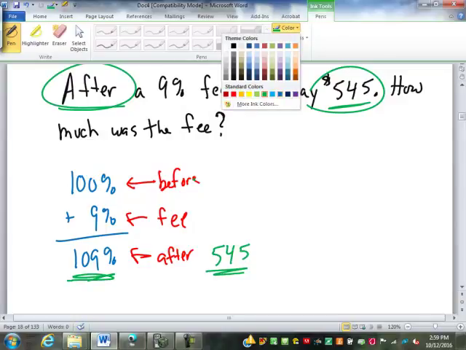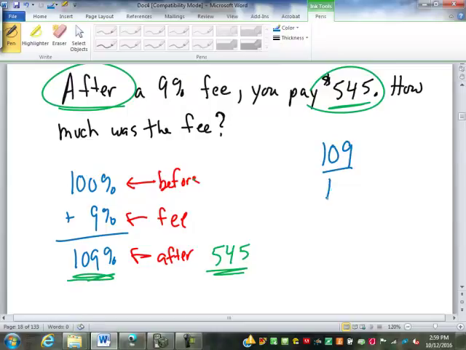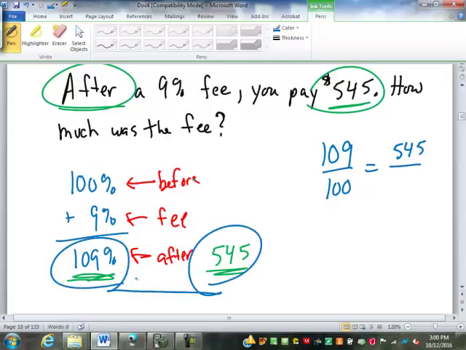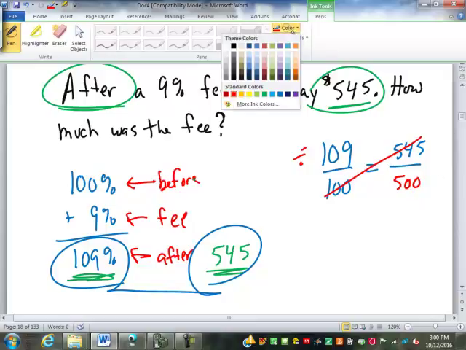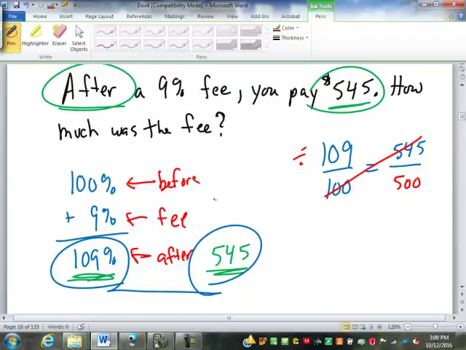So if we set this up, 109%, would the 545 go on top or bottom? Top. Very good, because it matches up, represents the same thing as the 109. If we cross multiply and divide here, we get 500 bucks. Now, is that what we want? Is that what we were looking for? No, we wanted the amount of the fee. So we would subtract 545 minus 500 to get a $45 fee.